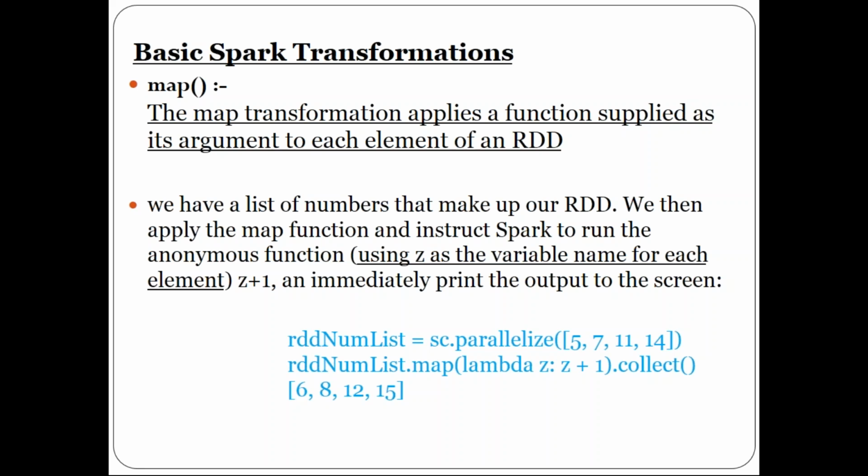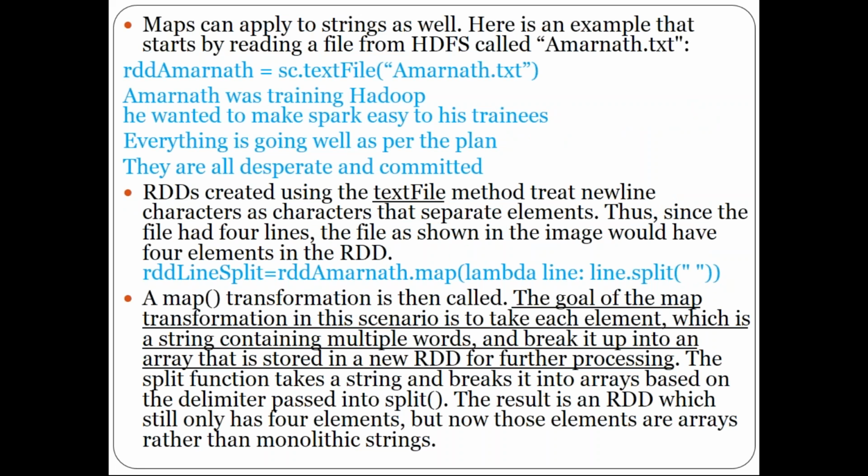Now we apply a map function and instruct Spark to run an anonymous function, using Z as a variable name for each element, Z plus 1, and immediately print out the results. I have shown you this one, so I'm not going to repeat it. But one thing you understand: map is nothing but your function being supplied as an argument to each individual element. Now map can apply to strings. Here is an example that starts by reading the file. Now let me show you. I'll do this practically.